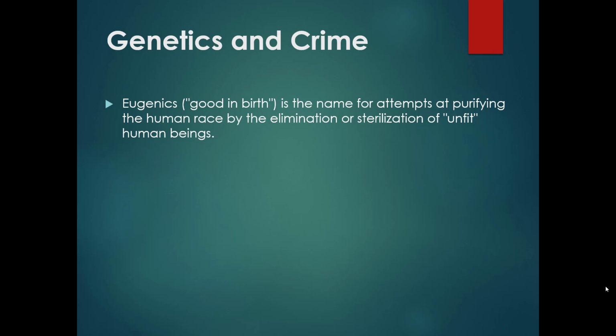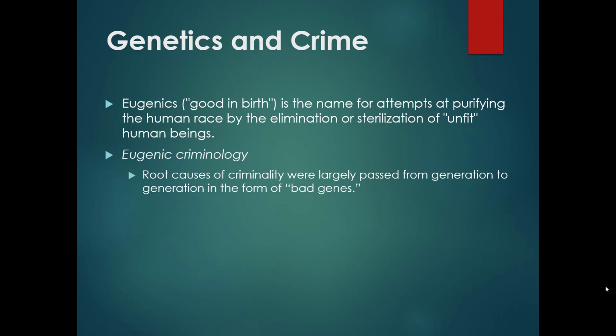At about 1907, and until half a century later, eugenic criminology was very popular. The belief was that criminality was largely based on genetics, and that the root causes of criminality were passed from generation to generation in the form of bad genes. So if you think that criminals carry bad genes, the one thing you want to do is keep them from passing those bad genes on. If you can keep them from passing them on, eventually you can purify the human race.